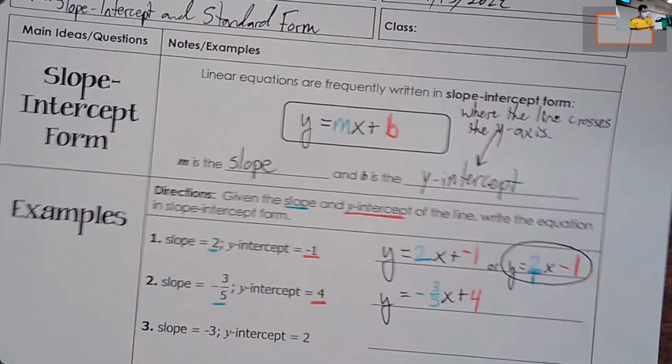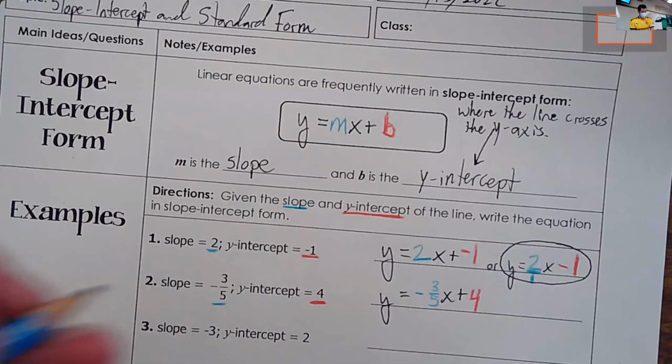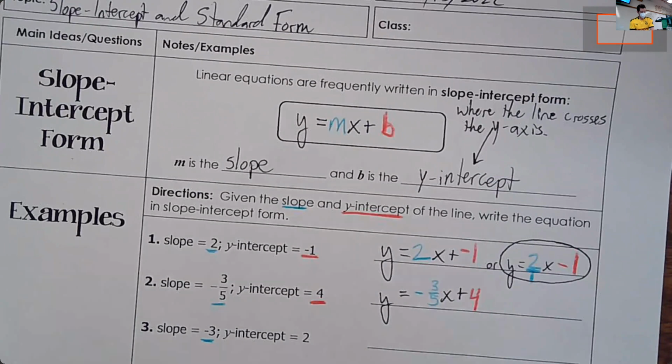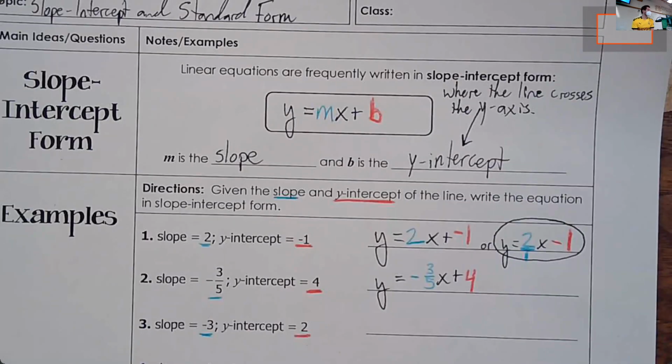Number 3, we've got a slope of -3 and a y-intercept of 2. So take a few seconds, write the equation as you think it should be written. And then I'm going to ask for somebody to volunteer their answer.